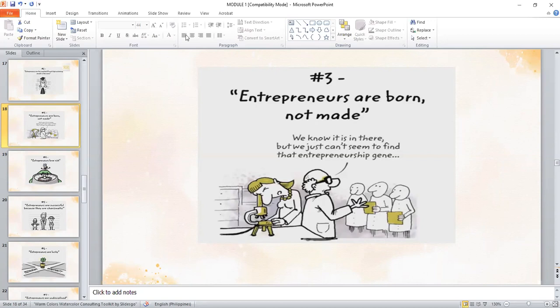So they are not born, but rather they are just like anybody who would like to learn and earn at the same time. We know it is in there, but we just can't seem to find that entrepreneurship gene. So there's no such thing as an entrepreneurship gene. Everything is learned, as they say. So you don't need to be born in a family wherein the father is an entrepreneur, or the sister or the brother or the lolo, the great grand lolo is an entrepreneur. Maybe you have it in you, but you have not yet discovered it.